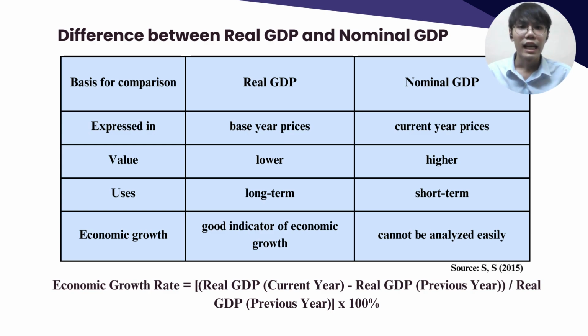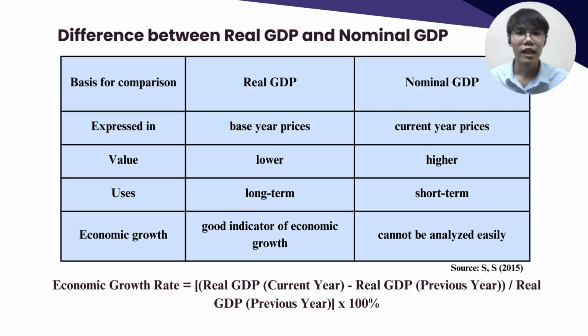Next, I'm going to discuss the difference between real GDP and nominal GDP. Real GDP is expressed in base year price, but nominal GDP is expressed in current year price. Real GDP value is lower, but nominal GDP value is higher. Real GDP is used for the long term, but nominal GDP is used for the short term. Real GDP is a good indicator for economic growth, but nominal GDP cannot be easily analyzed for economic growth.